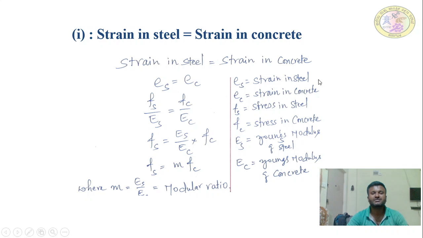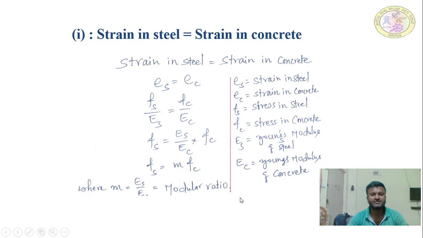Here we have abbreviations. Small es is equal to strain in steel. Small ec is equal to strain in concrete. Small fs is equal to stress in steel. Small fc is equal to stress in concrete. Capital Es is equal to Young's modulus of elasticity of steel. Capital Ec is equal to Young's modulus of elasticity of concrete. These are the relations we have.